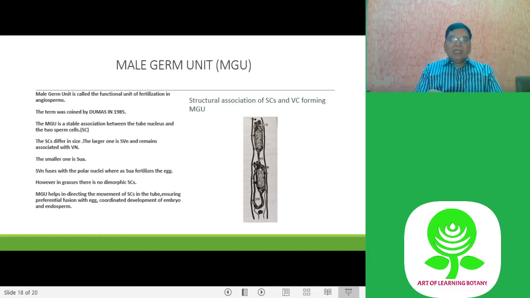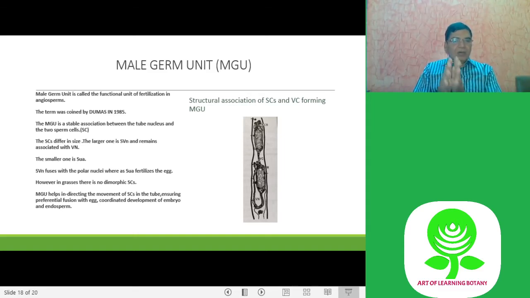So this makes a coordination, and there is a preferential fusion of the small one with the egg. That is the significance of the male germ unit. Clear? So by now we have read what the male gametophyte is, that is, the first male gametophyte is the pollen grain.